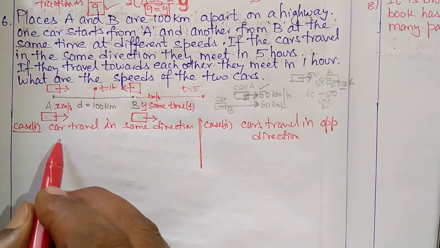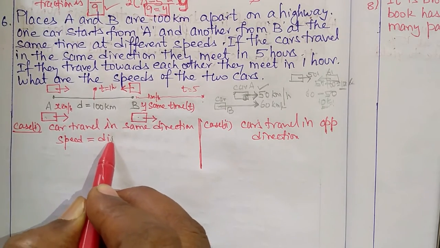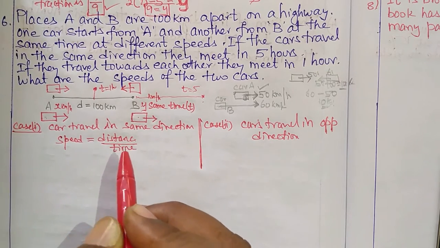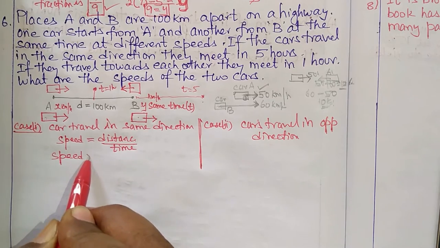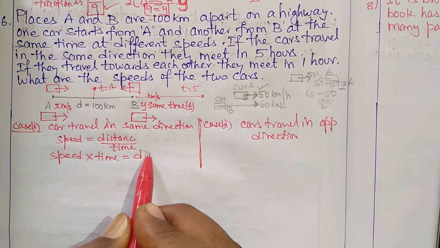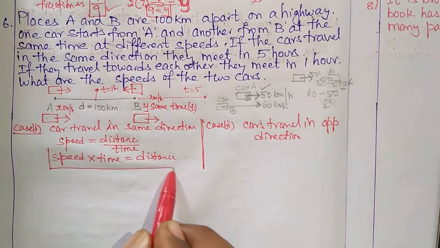Speed is equal to distance by time. What is the formula for speed? Speed is equal to distance by time. So what is distance equal to? Speed into time. Speed into time is equal to what? Distance traveled. So this is the formula which we are going to use now.